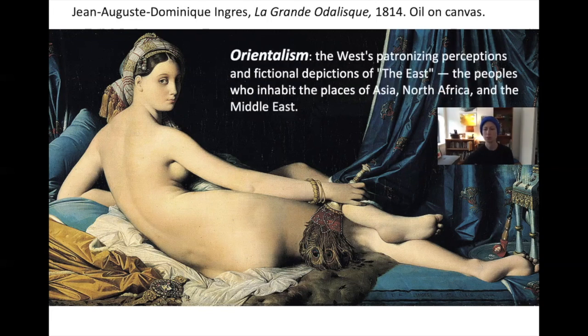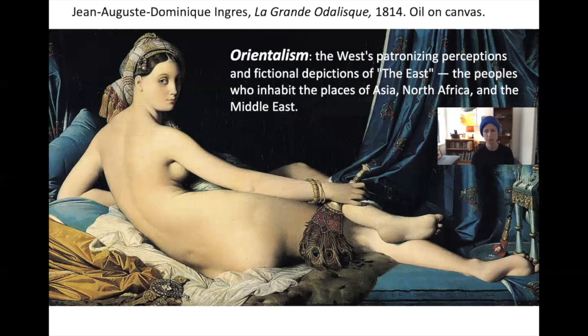Another popular subject of Romanticism is a focus on exoticism or otherness. I brought up that term Orientalism earlier. That's the West's patronizing perceptions and fictional depictions of the quote-unquote East. In other words, the people who inhabit the places of Asia, North Africa, and the Middle East.